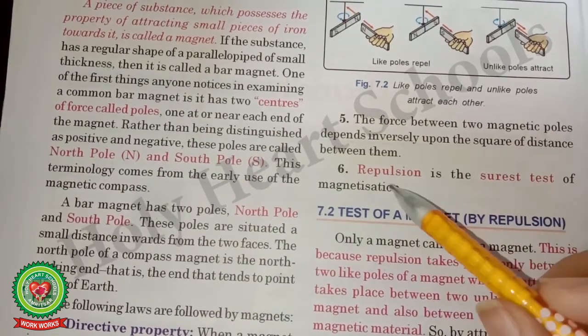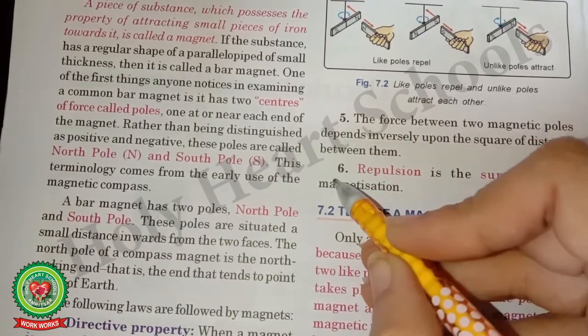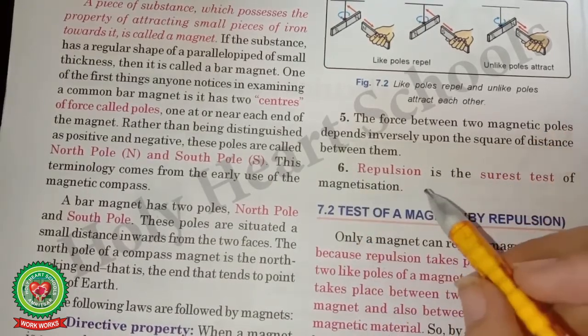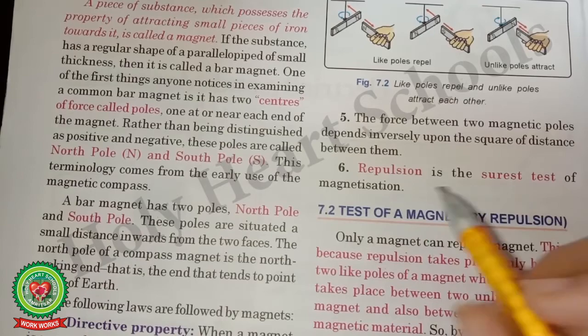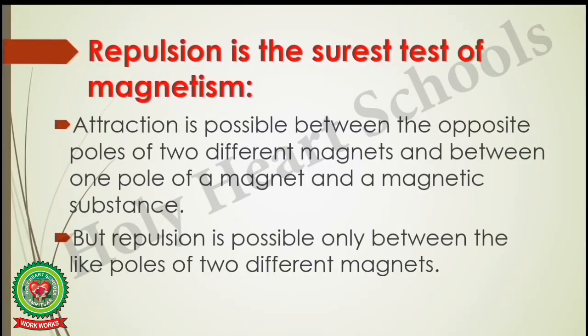Next, repulsion is the surest test of magnetization. Students, let us now understand about this property, that how repulsion is the surest test of magnetism. Suppose we have a bar magnet and a piece of iron bar which look similar to each other, and we want to find out which one is a magnet.